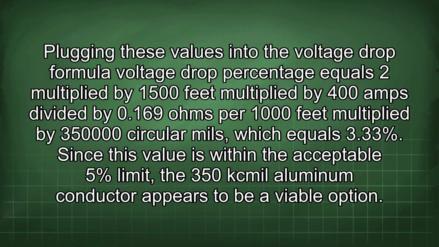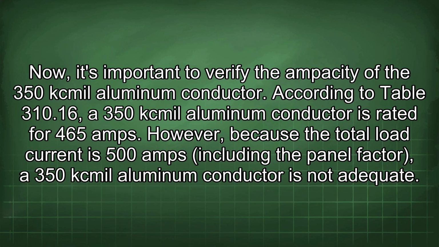Plugging these values into the voltage drop formula, voltage drop percentage equals 2 multiplied by 1500 feet multiplied by 400 amps divided by 0.169 ohms per 1000 feet multiplied by 350,000 circular mils, which equals 3.33%. Since this value is within the acceptable 5% limit, the 350 kcmil aluminum conductor appears to be a viable option. Now, it's important to verify the ampacity of the 350 kcmil aluminum conductor.